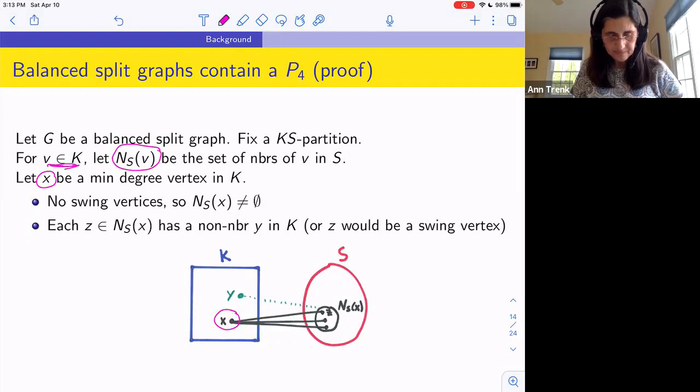So remember that we are in the balanced split graph situation, so there are no swing vertices. So X is not a swing vertex, so it cannot be swung into the stable set side. So that means it must have a neighbor over in the stable set side. So I'm going to call such a neighbor Z. But now Z is also not a swing vertex because the graph has no swing vertices. So therefore Z cannot be swung into the clique side. So therefore Z must have a non-neighbor in the clique side. And I'm calling that Y. So far I have X, I have Z, and I have Y.